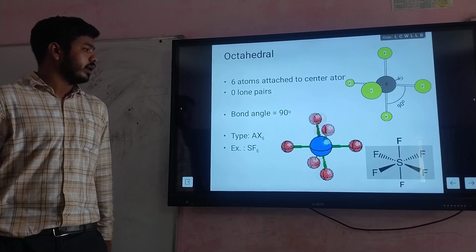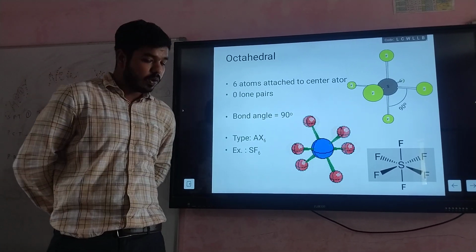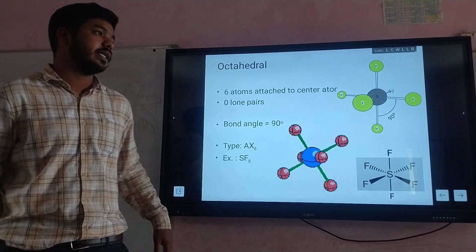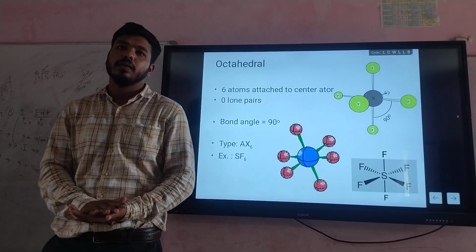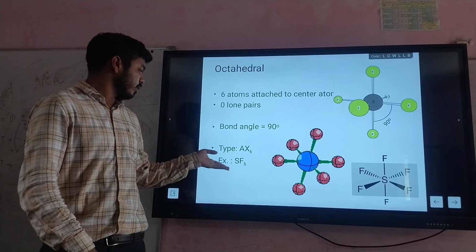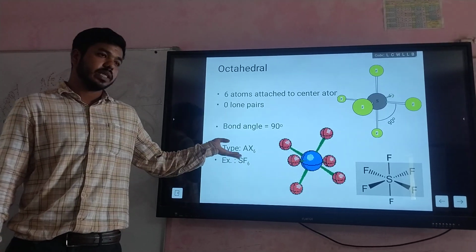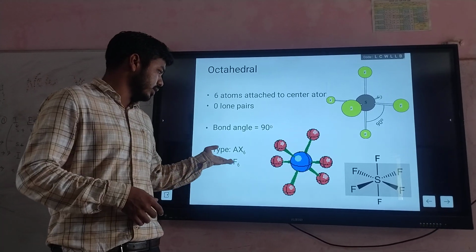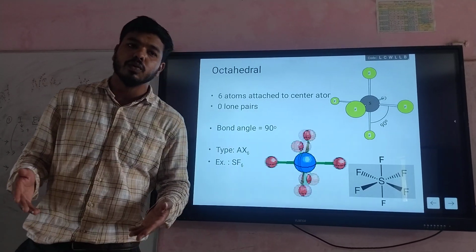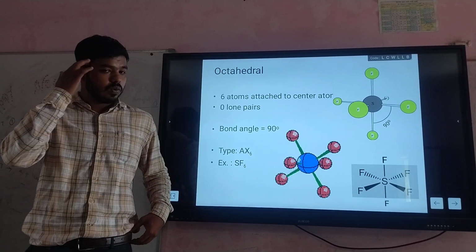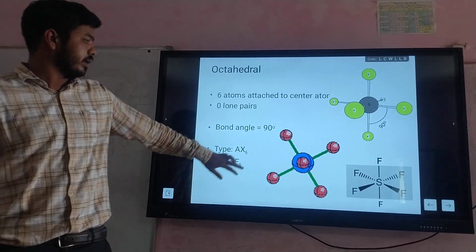The next is octahedral. In octahedral type of geometry, the type is AX6. All the electron pairs are bond pairs, and the example is SF6. So by using that formula, we can easily calculate the steric number of this molecule. Once the steric number is calculated, then we can easily predict the shape of the molecule. So in this molecule, all the bonded pairs are at 90 degrees.